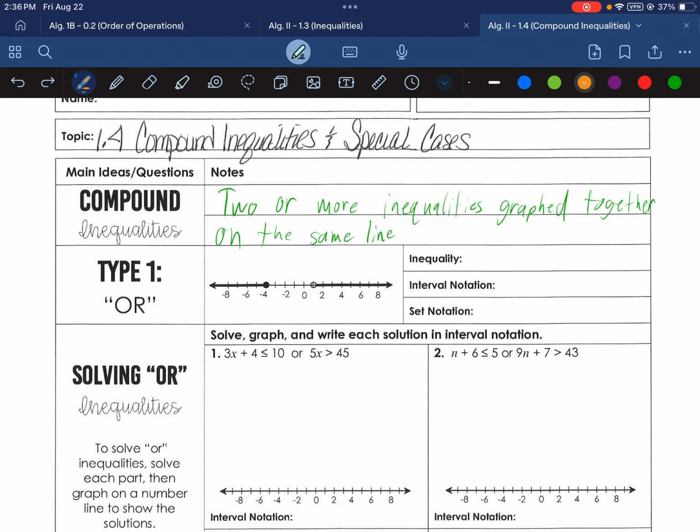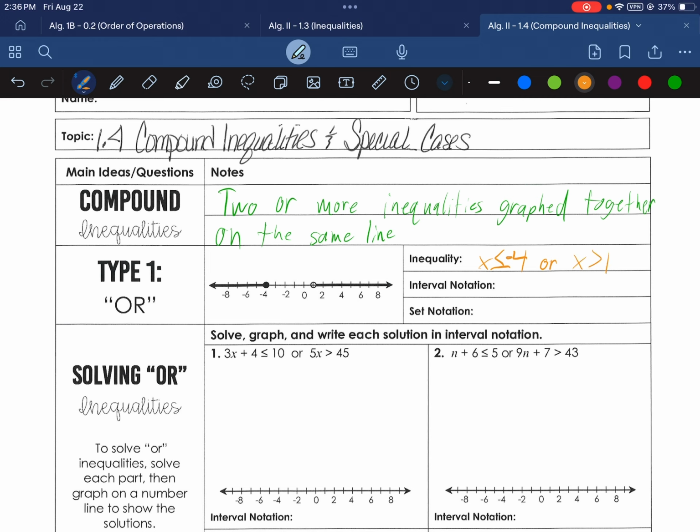So here we have these two inequalities that are graphed, this one on the left as well as this one on the right, and together they make the compound inequality. As we write the inequality, we're going to write the one on the left here, and we're saying that x is less than or equal to negative 4. Then we're going to put the word or in between, and now we're going to write down this inequality, which is x is greater than 1.